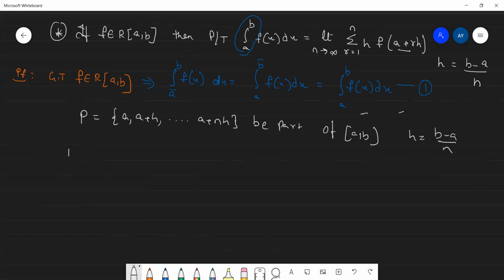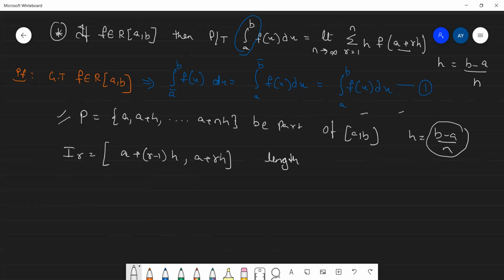Now, what will be Ir? Ir will be the rth subinterval, but we were talking about a plus h, a plus 2h and so on. So Ir will be equal to a plus r minus 1 into h, comma a plus rh. The reason we are taking a plus r minus 1 into h and a plus rh is because we have defined the partition in terms of h. But what is h over here? It is b minus a by n. Next, coming to the length. So what will be the length of the subinterval?